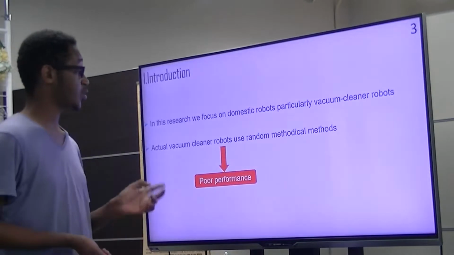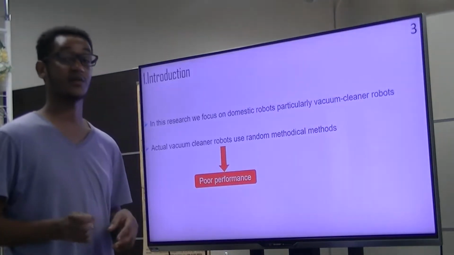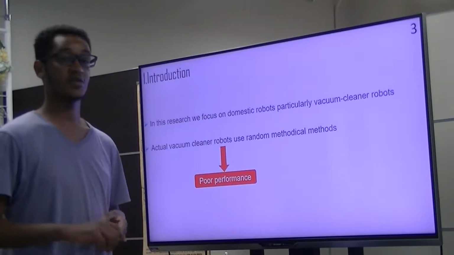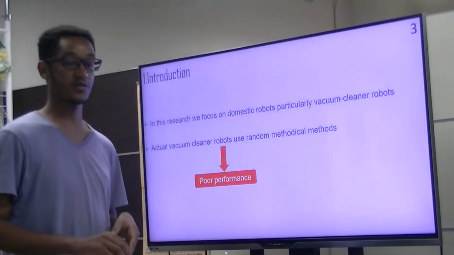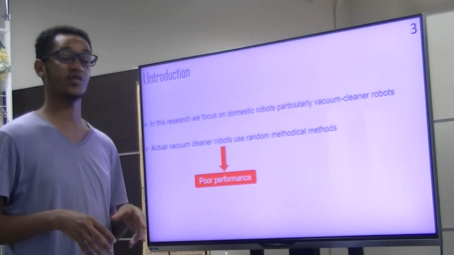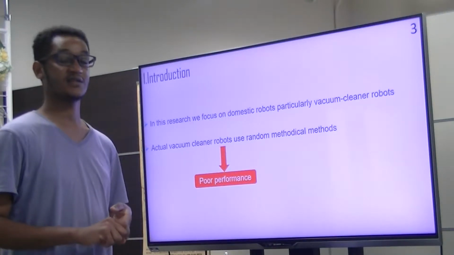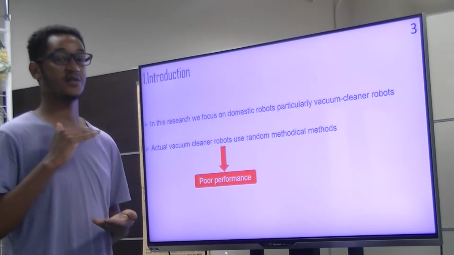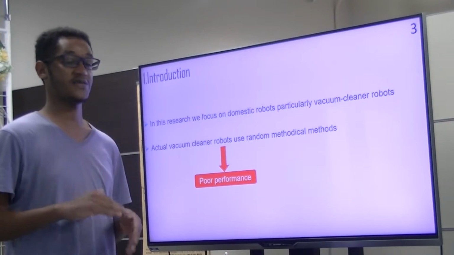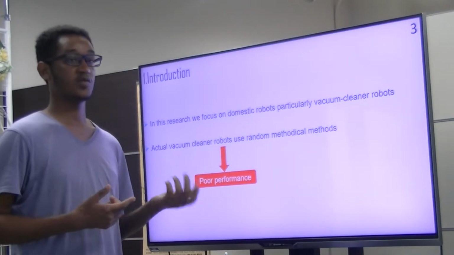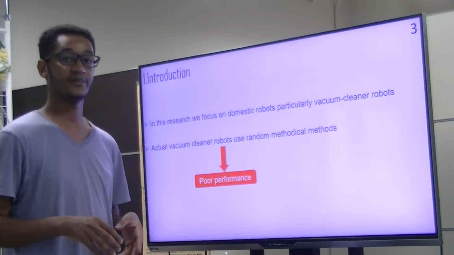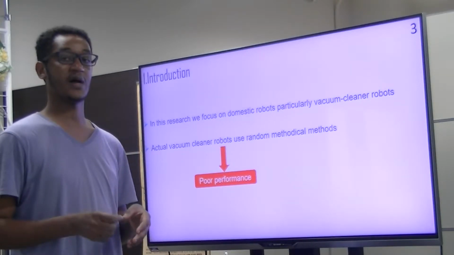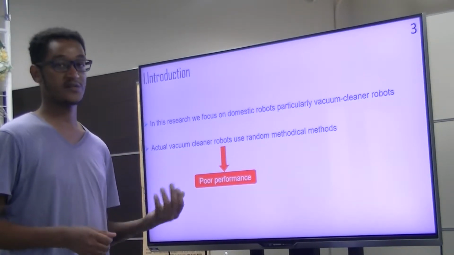In this research, we are focused on domestic robots, especially vacuum cleaner robots. Actual vacuum cleaner robots employ a random method to clean the room. The robot just moves randomly in the room in order to suck up the dirt. This method has two drawbacks. One, it cannot reduce the dirt level of the room below a certain threshold. And second, due to many obstacles present in the room, the robot must use a lot of types of sensors, ultrasonic or bump sensors, in order to avoid shocks. So it is very high cost.